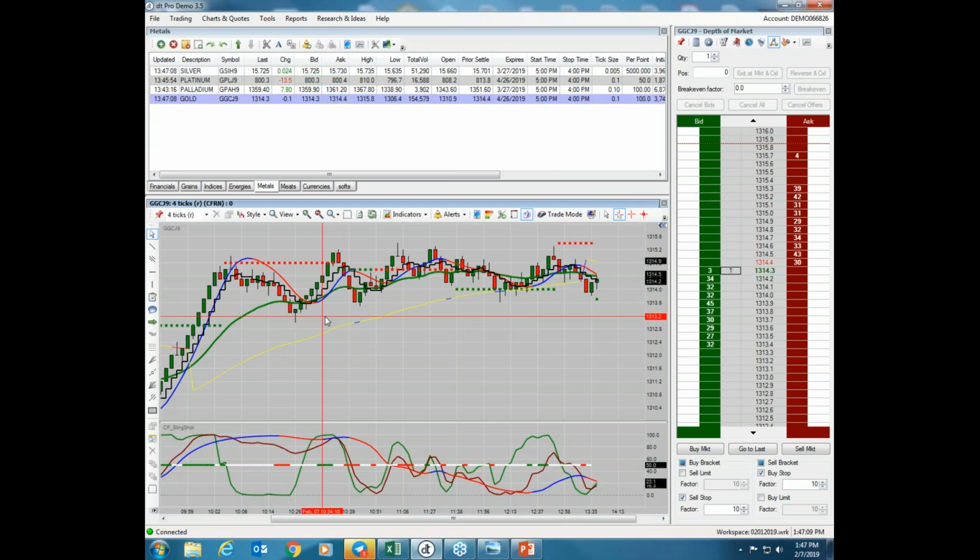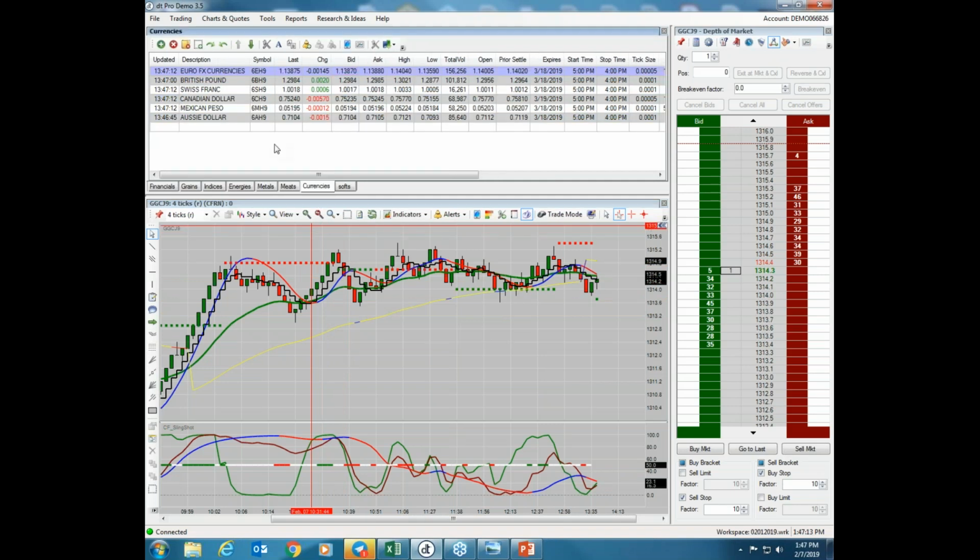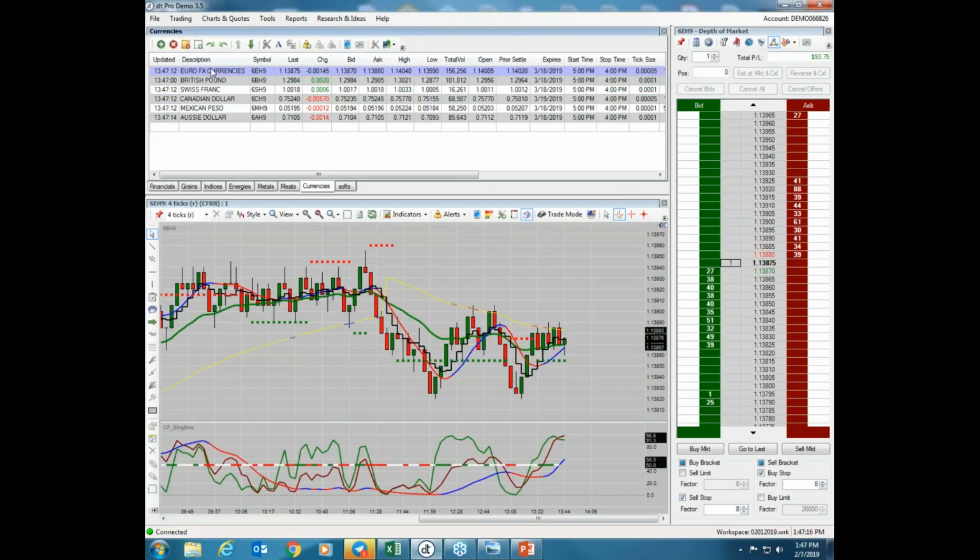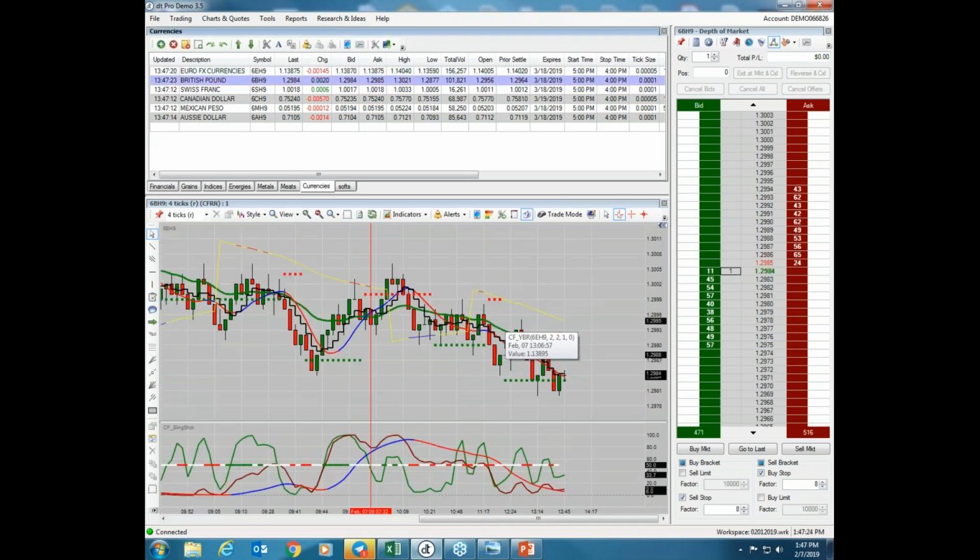Nothing to do. Okay. Let's go to the euro. Again, that's a market that's trading sideways, a double bottom and a double top. No action. Big fat disqualifier. Let's go to the British pound.